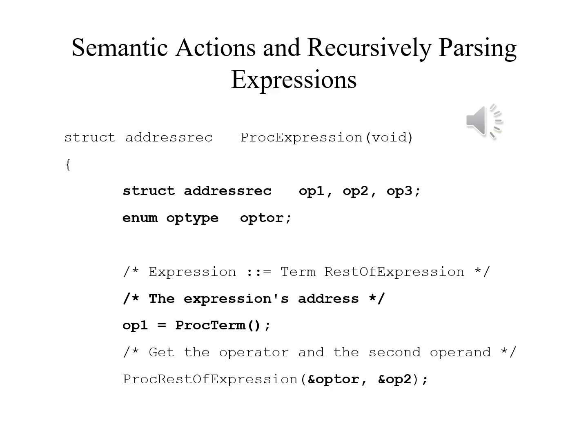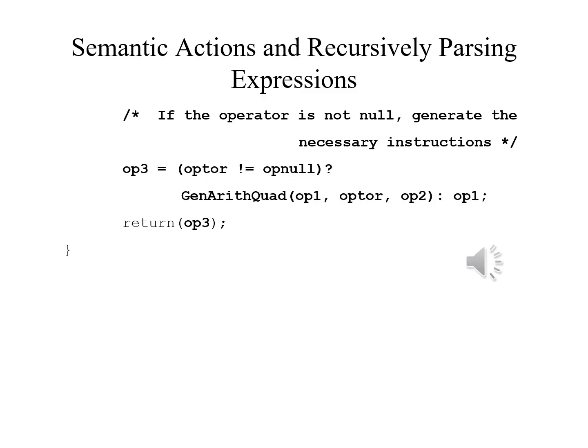Here we are looking to process an expression, to parse it, and to generate intermediate code for it. Up1, up2, and up3 are structures holding the addresses of the three operands. An optor is an enumeration representing the operator, which will be plus or minus. We first process the term, and this will be stored as up 1. The rest of expression will give us the operator and the second operand. In this particular situation, up 3 is going to hold the result of the operation.